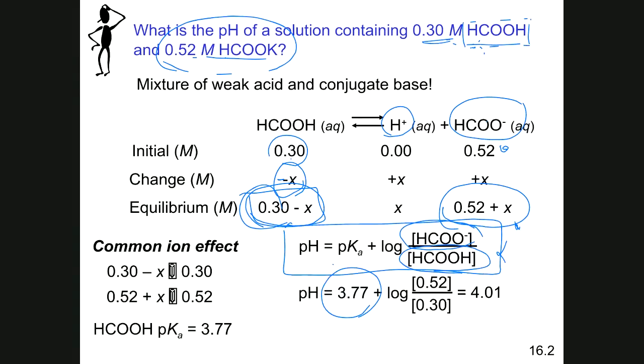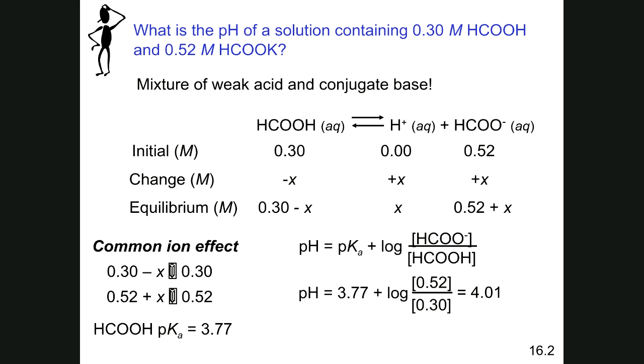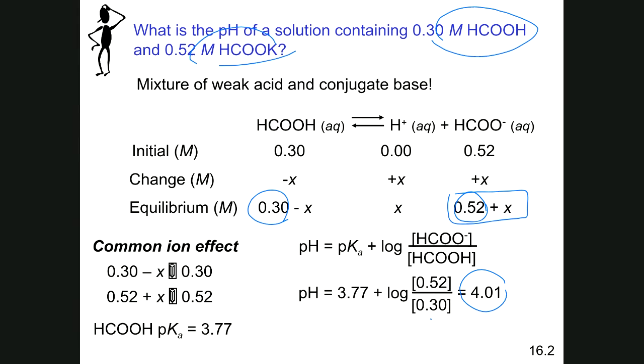So first, it's easier and faster for you to approximate the x. So the concentration of the conjugate base at the equilibrium with the approximation is just 0.52. The concentration of the acid at the equilibrium with the approximation is 0.3. You are using the Henderson equation to find the pH. When can you use the Henderson equation? When you have a mixture of weak acid and the salt of the weak acid.